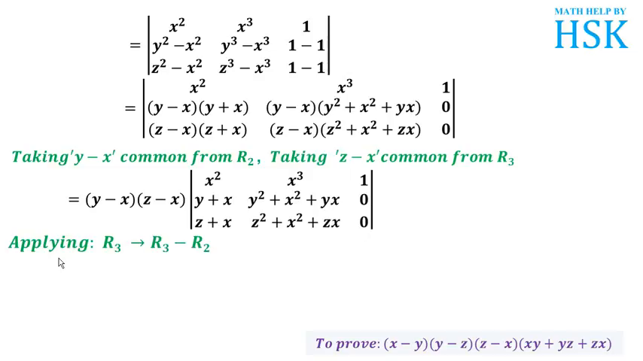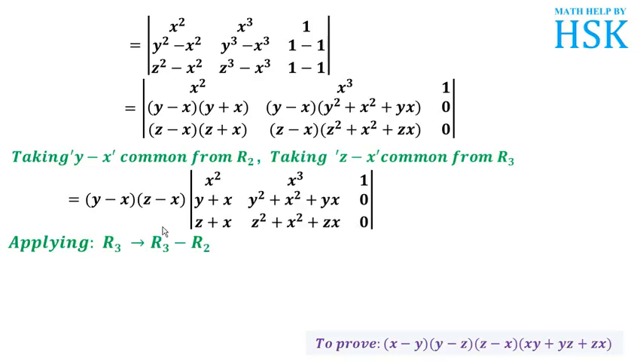Now to solve further, I'm going to apply R3 changed to R3 minus R2. This is done because we have to prove that the determinant which was given is equal to (x minus y)(y minus z)(z minus x). So if I subtract the elements of the second row from the elements of the third row, that is, apply R3 changed to R3 minus R2, I can get the third term, that is z minus y, common from the third row.